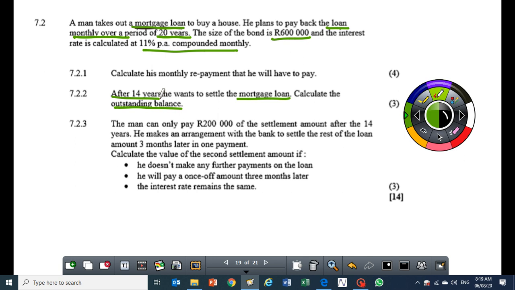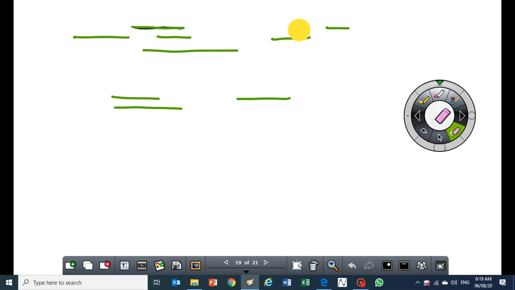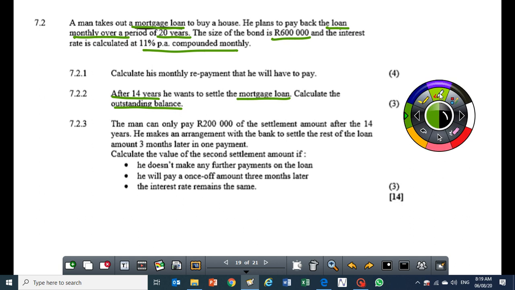So here, you need to know that for your outstanding balance, there are two formulas. Okay, there are two formulas. All right, for this question, just allow me to use the second method. Right, why am I going to use the second method? Number one, I've got the amount which was borrowed. But here I want to calculate the balance outstanding.